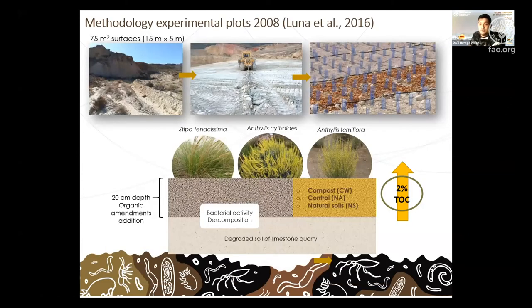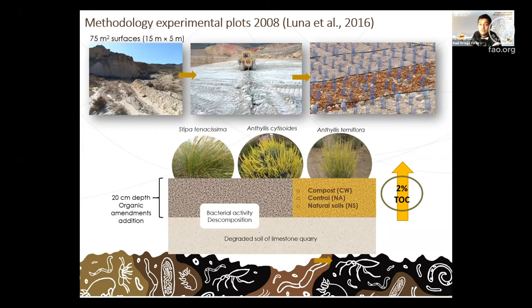So we established several plots of 50 meters long and 5 meters width, which accounts for a total surface of 75 square meters. Three replicates of these parcels were used for each of the following conditions. One, soils with organic amendment. Two, soils without amendment, or control soils. And three, non-degraded natural soils.